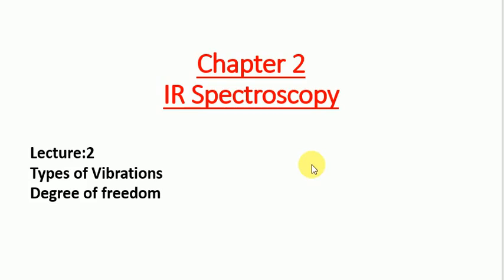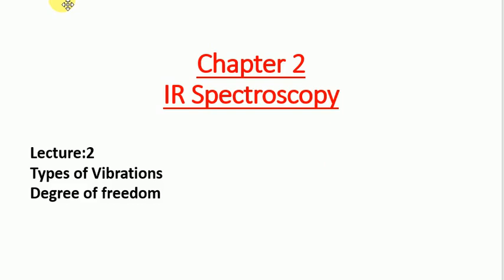Good morning dear students, and we have started chapter number 2, that is IR spectroscopy. In the last lecture we saw the introduction, then electromagnetic radiation, then the region where we work for IR spectroscopy, then frequency, wave number, etc. In the second lecture, today we will see the types of vibrations and degrees of freedom in detail.